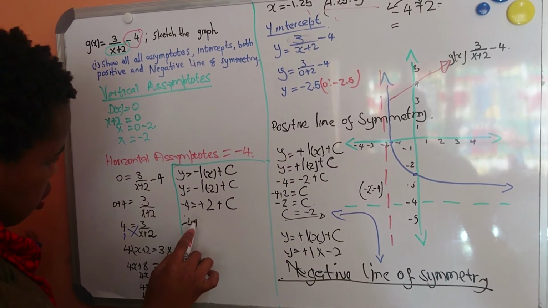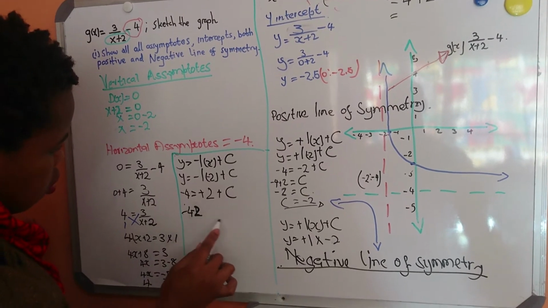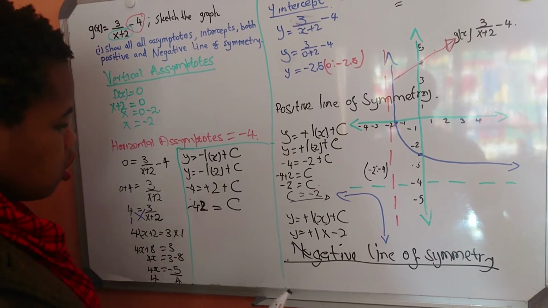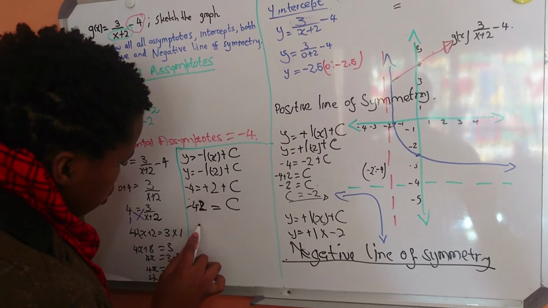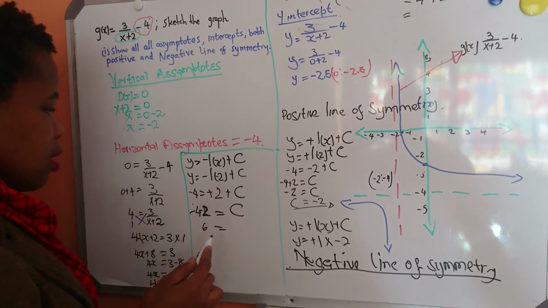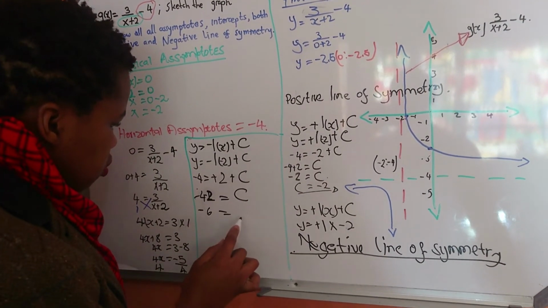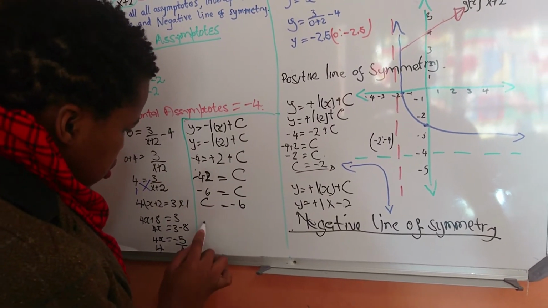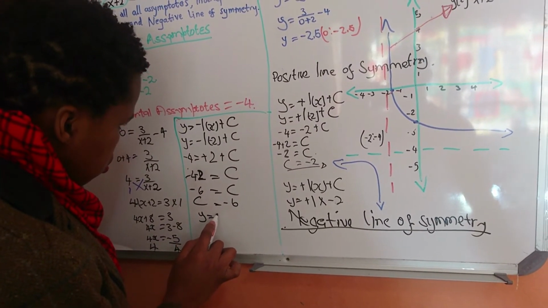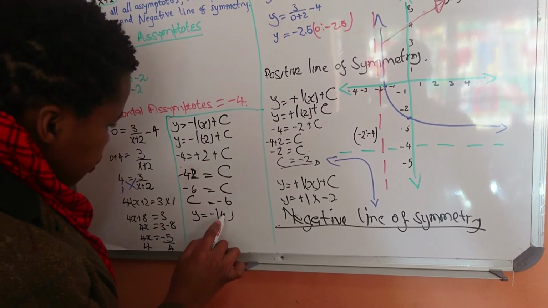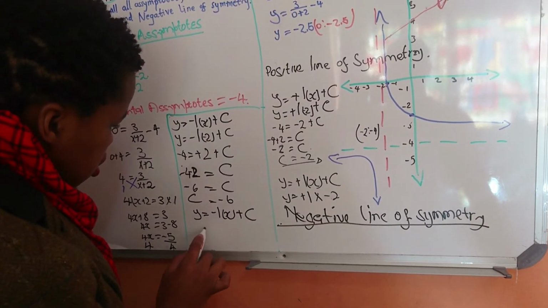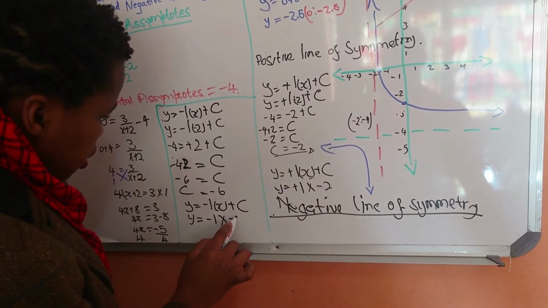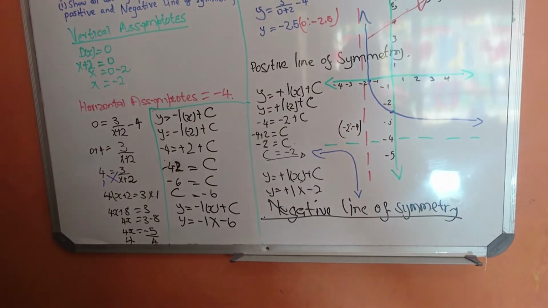-4 -2 equals c. So negative times negative gives positive. So the sign of the bigger number, 6, is negative. So y equals -1x plus c. Y equals -1x - 6. Okay, so what is that?